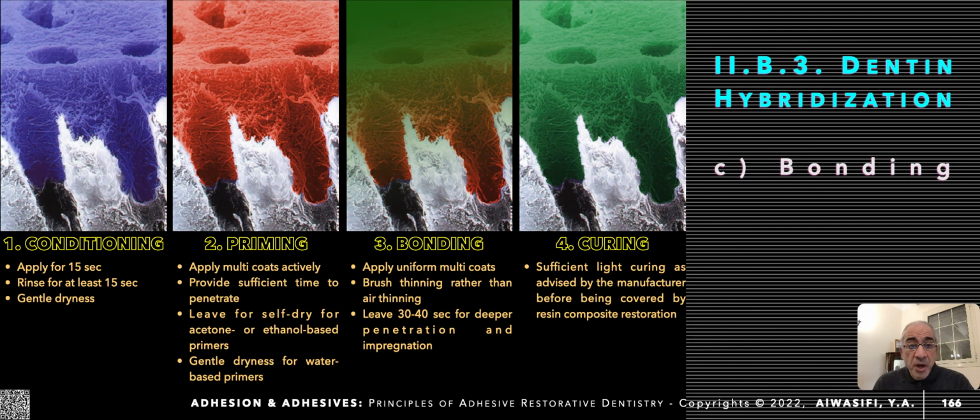For self-etching primers, you are not in need of the first step of applying conditioner and washing it. There is no washing, there is no rinsing. Just apply it and let it sufficient time for self-dryness or as instructed by your manufacturer, followed by application of bond and curing. Don't forget this. Conditioning needs rinsing. Priming needs dryness, either self-dryness or by the help of air blast. Bonding needs light curing. For self-etching primers, you are not in need of the first step. There is no washing, there is no water.